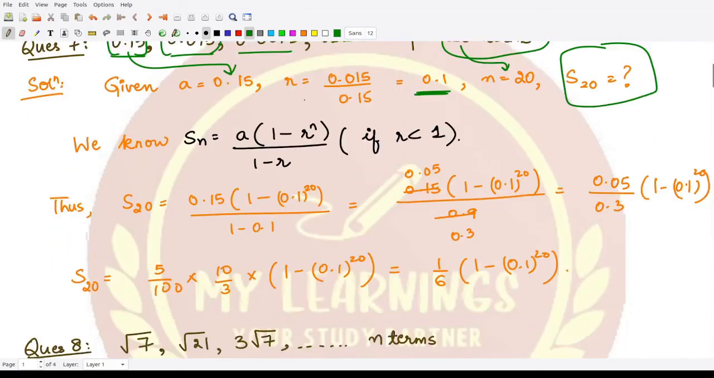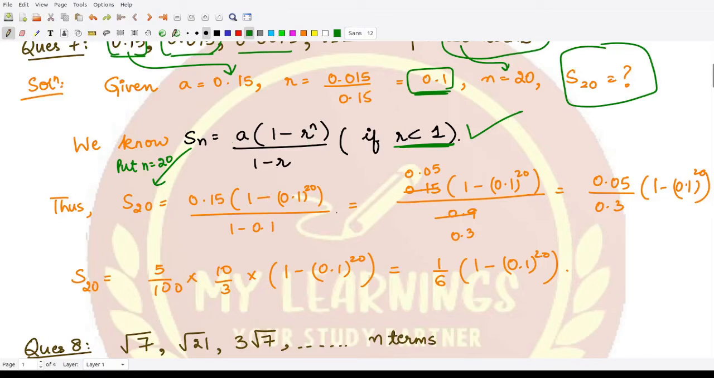Because the value of r is less than 1, we will use this formula in order to calculate the sum. Sn would be calculated by the formula a multiplied by 1 minus r raised to power n, divided by 1 minus r. So now you will substitute n equal to 20 into this formula. So S20 would have a as 0.15, 1 as such, you can substitute the value of r as 0.1, the value of n as 20, and again the value of r.